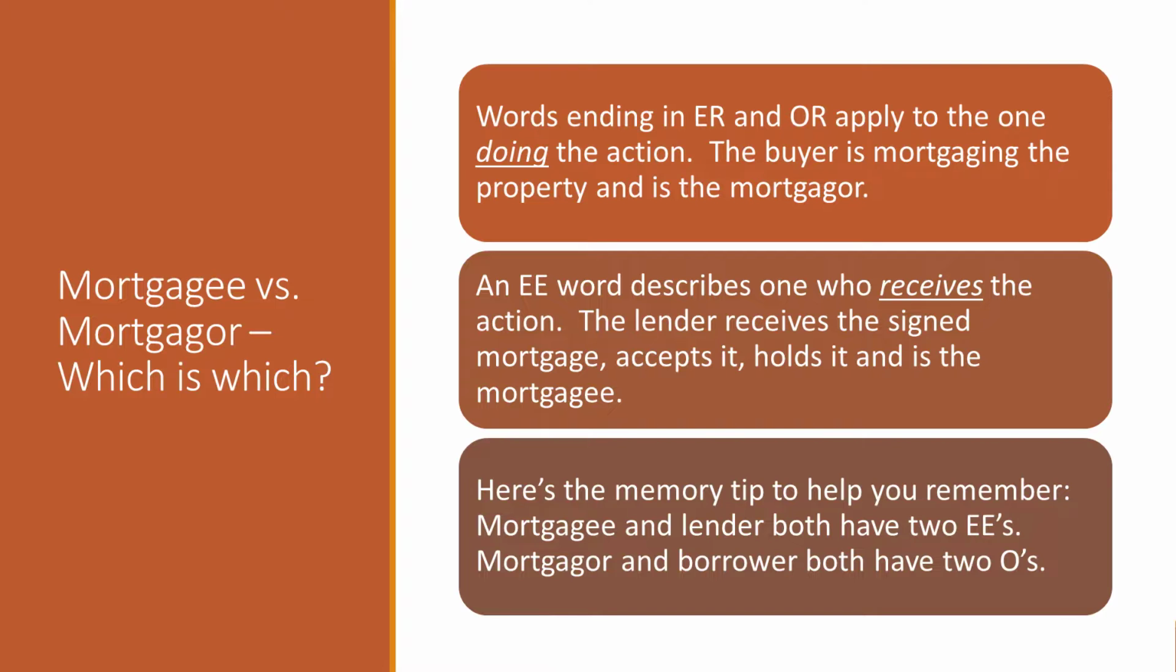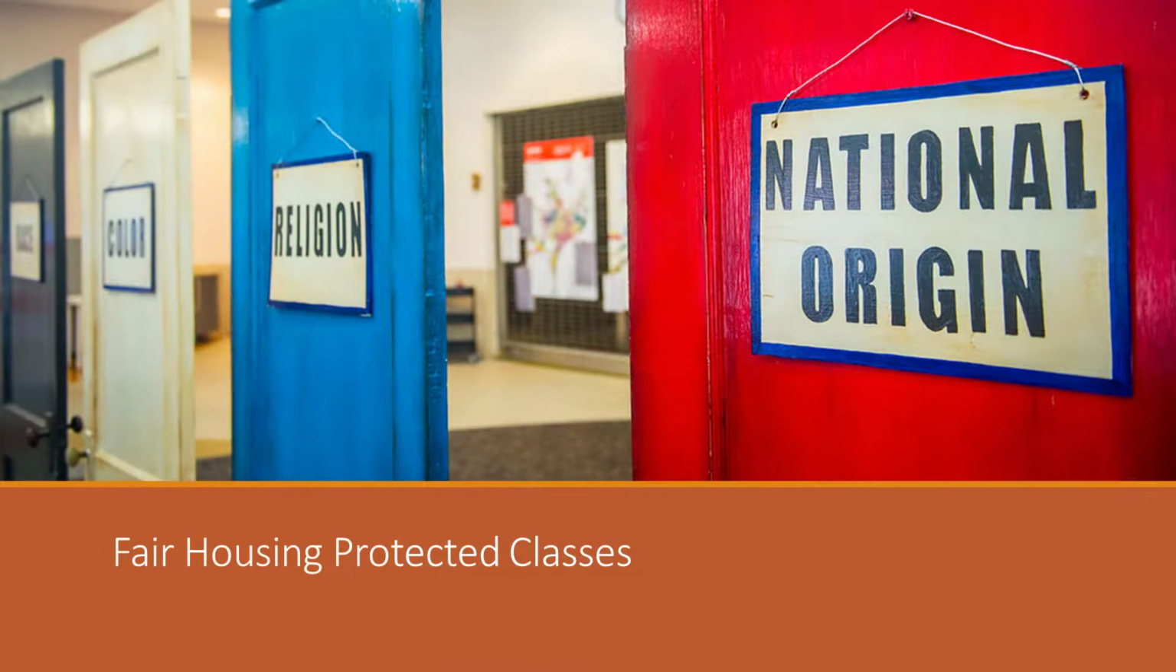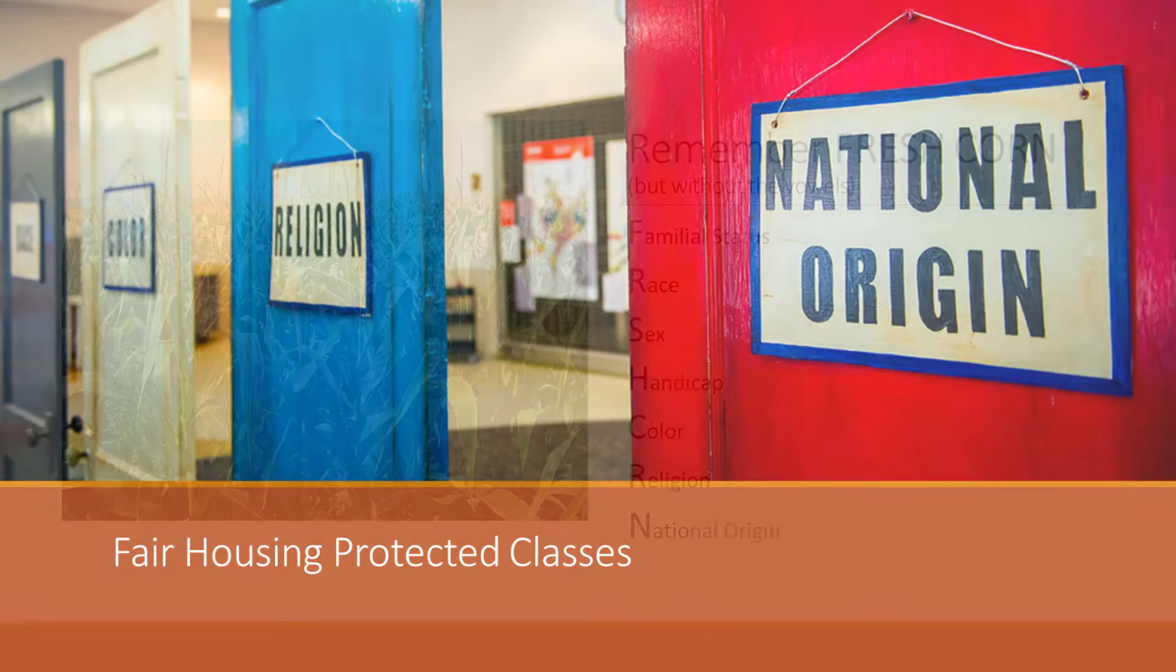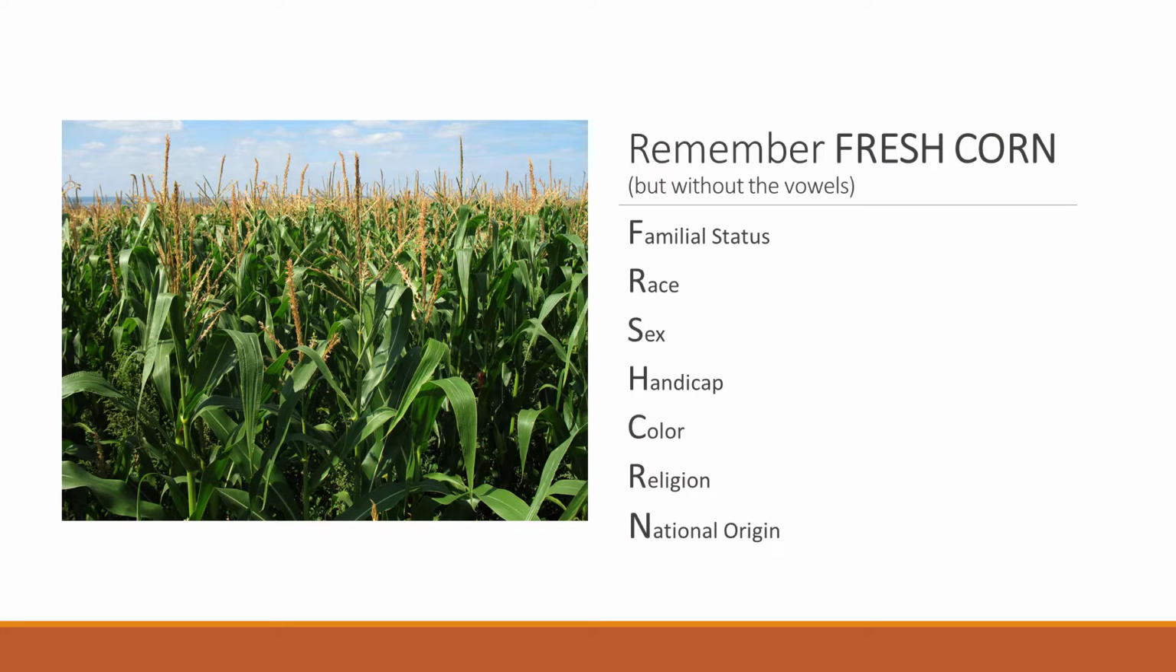Here's another memory tip to help you remember. Mortgagee and lender both have two E's. Mortgagor and borrow both have two O's. How about an acronym to help remember the fair housing protected classes? Simply remember fresh corn, but without the vowels. Familial status, race, sex, handicap, color, religion, and national origin.